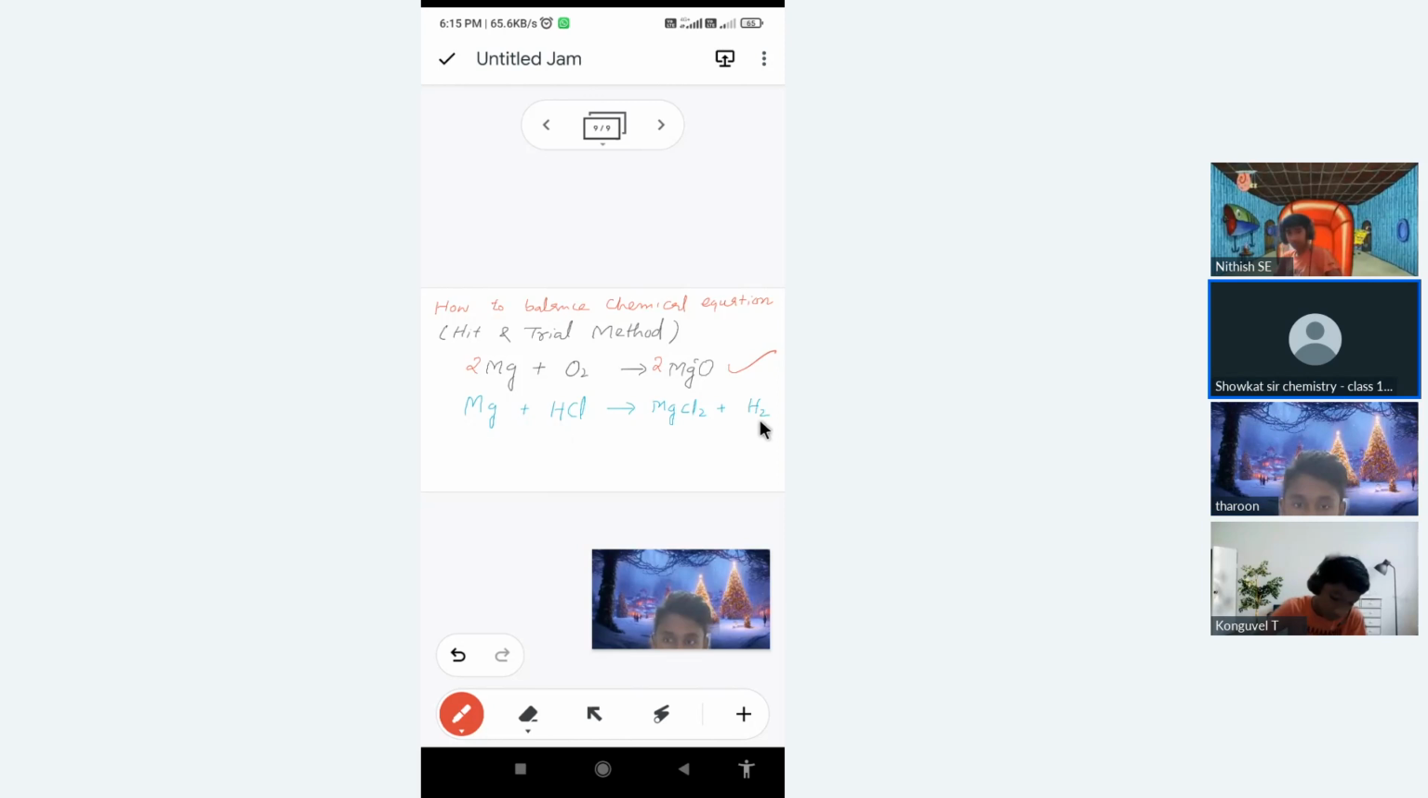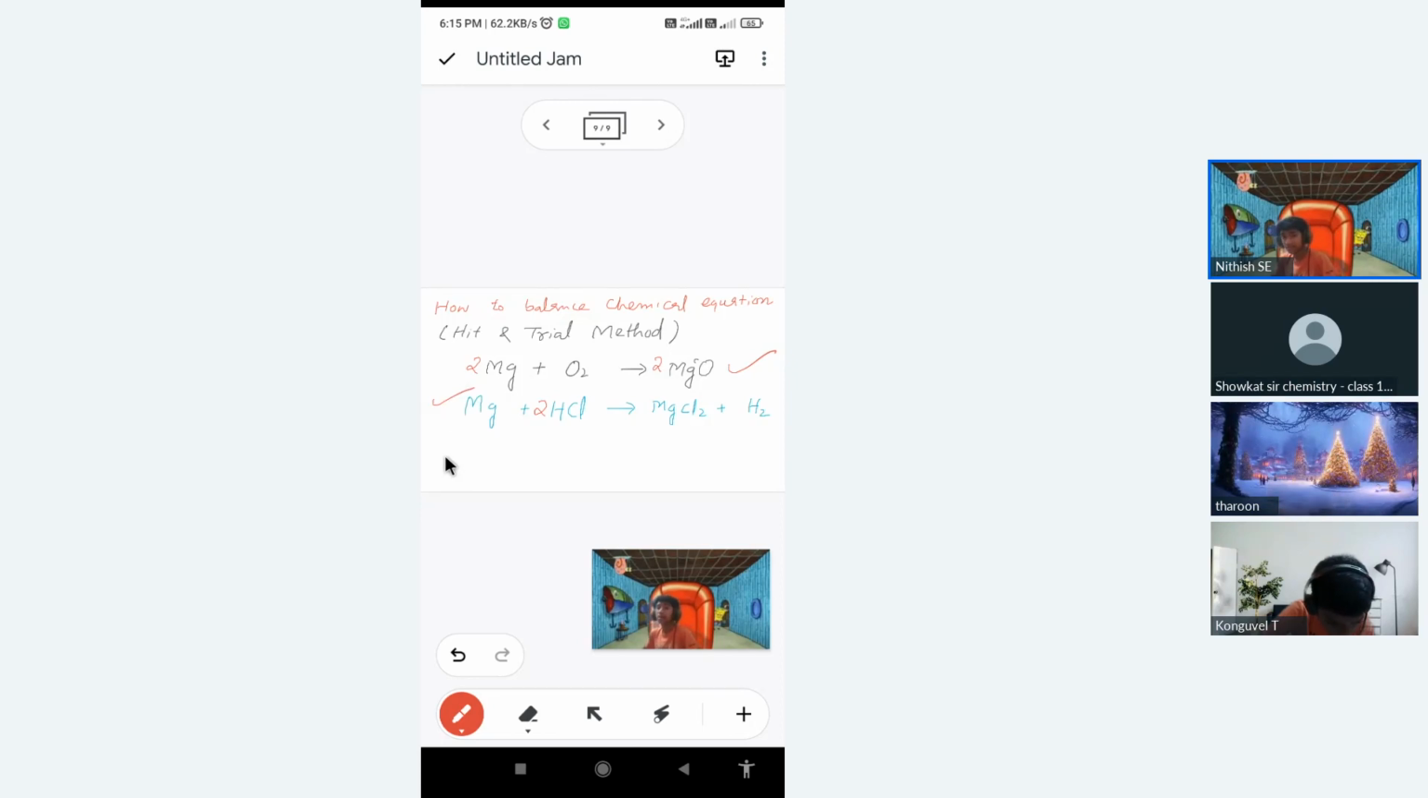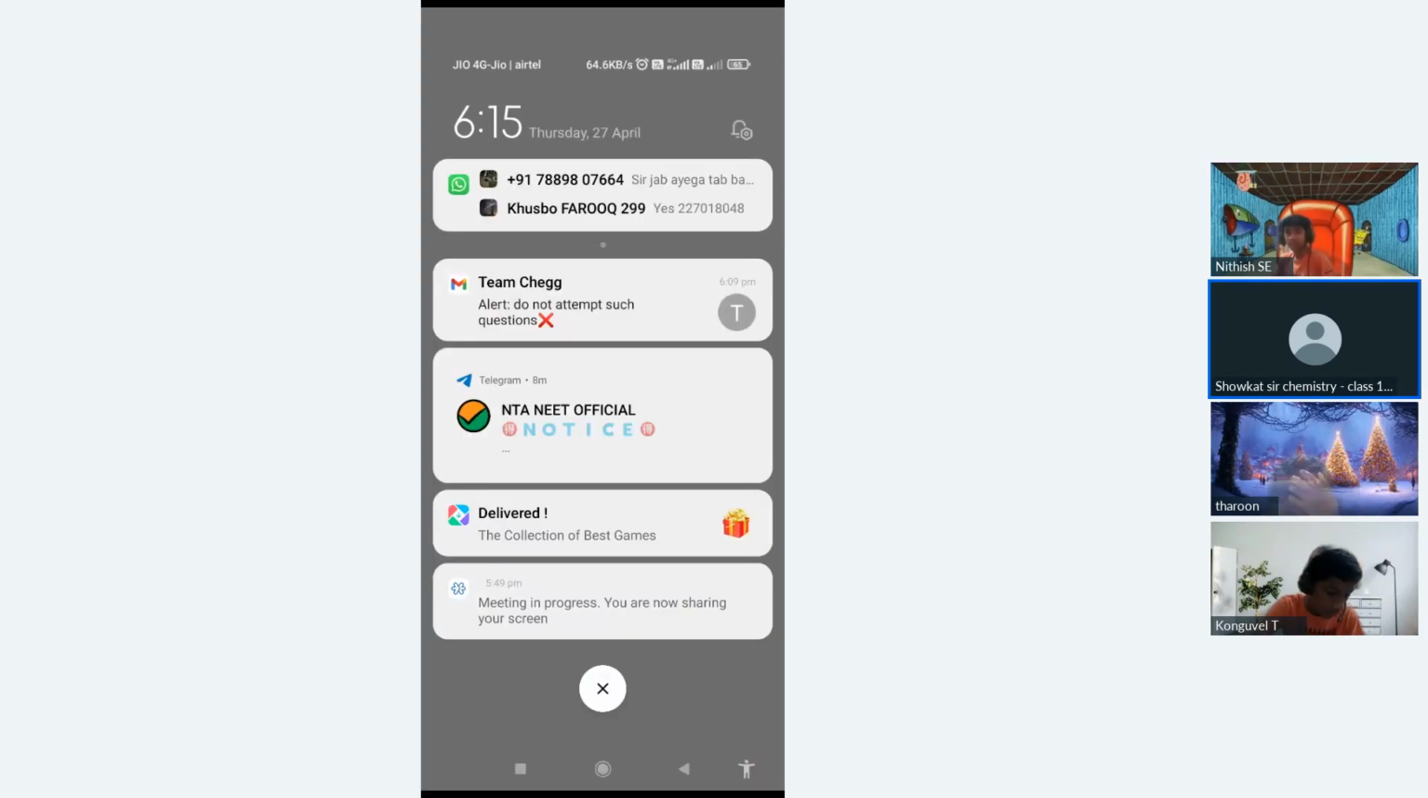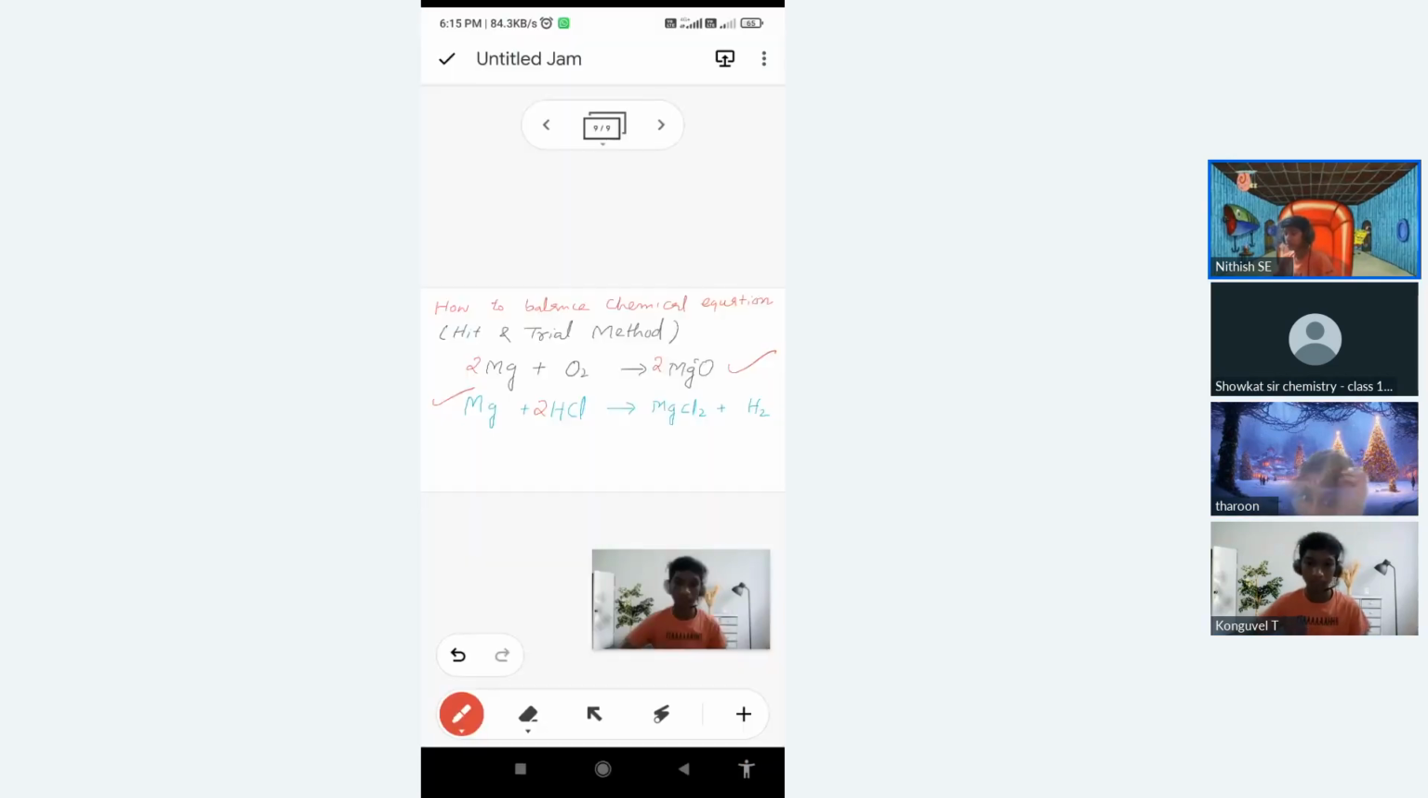And here we are having 2 hydrogen. So what I will do, I will multiply this by 2. But remember, we always need to multiply the 2 on the whole HCl. That's all. We have to multiply this 2 on the whole left side number. Then here it's also now 2 hydrogen. Chlorine here is 2 and chlorine there is 2, so it is now balanced. Magnesium is already balanced, right? Yes, sir. Any doubt here? No, sir.